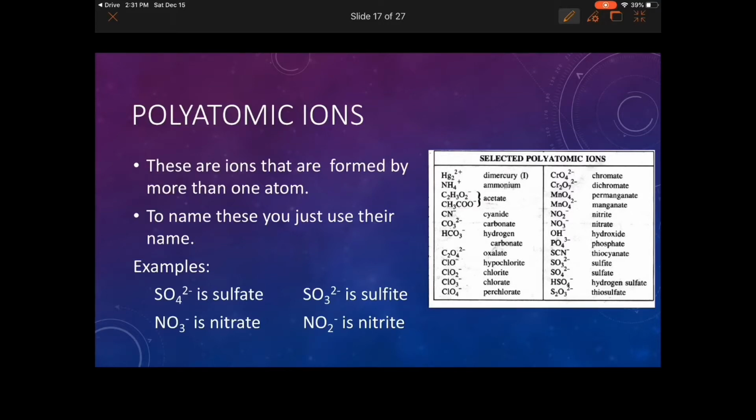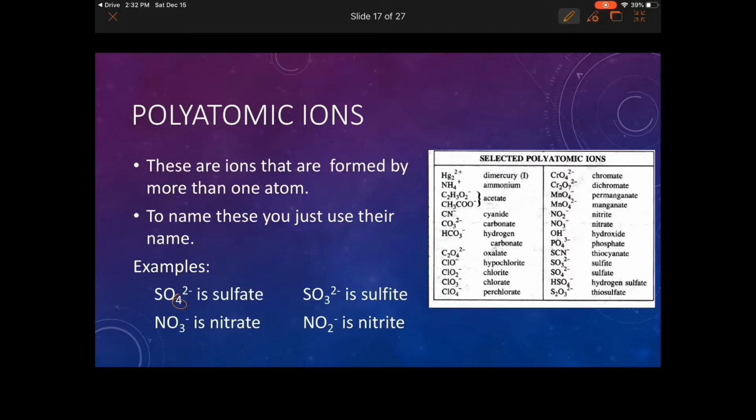So basically, to name the polyatomic ions, we just use the name that is given to them already, and you can find that on the chart. So some examples, I've got SO4 2-. We call this sulfate. There's NO3-. This is nitrate.